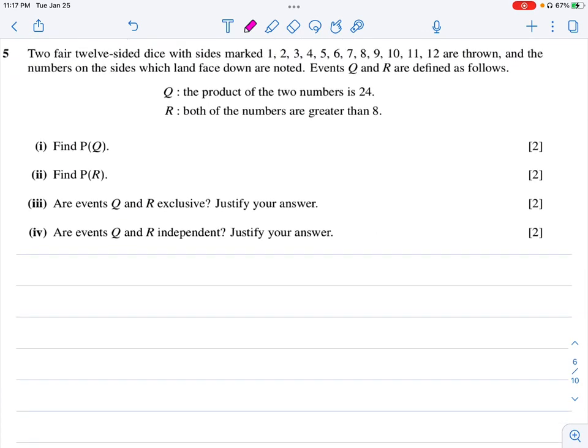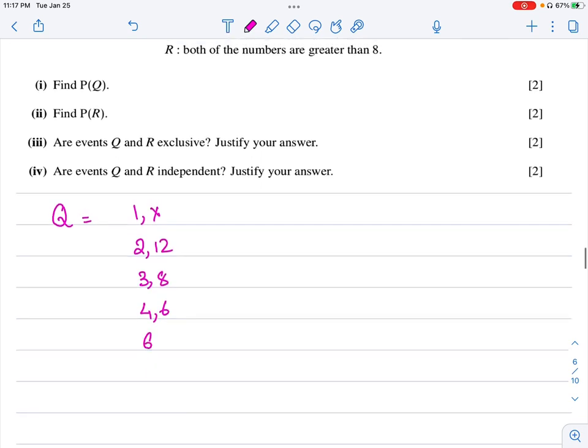Coming to question number 5. Two fair 12-sided dice with the sides 1, 2, 3, 4, 5, 6, 7, 8, 9, 10, 11, 12 are thrown, and the numbers on the sides which land face down are noted. Events Q and R are defined as follows. Q is the product of the two numbers is 24. With 1, I cannot get a number which makes it 24 out of 1 to 12. 2 and 12 gives me 24. 3, 8 gives me 24. 4, 6 gives me 24. 5 is not possible. Then 6, 4 gives me 24. 8, 3 gives me 24. And 12, 2 gives me 24.